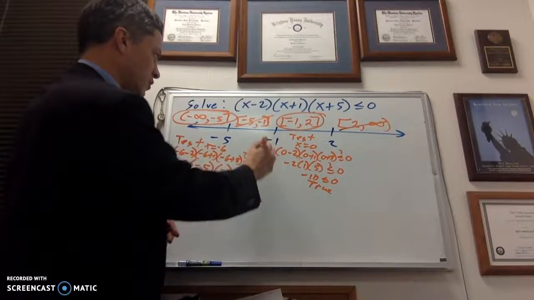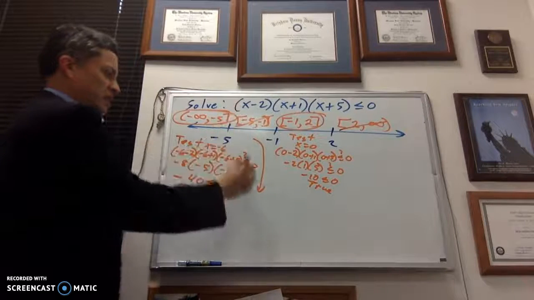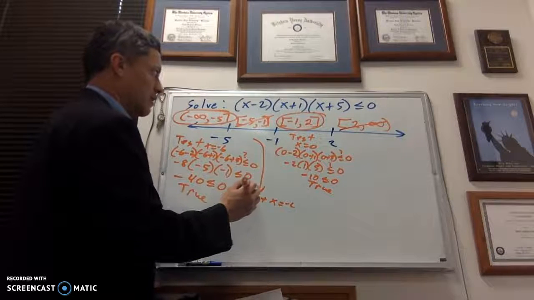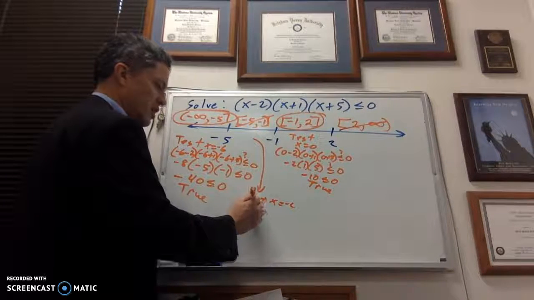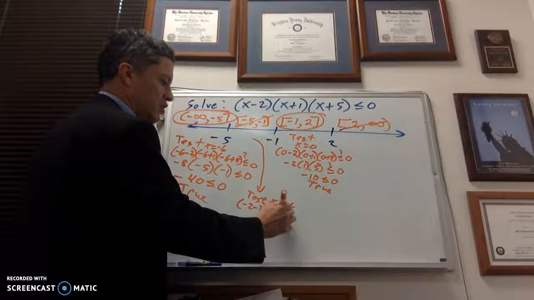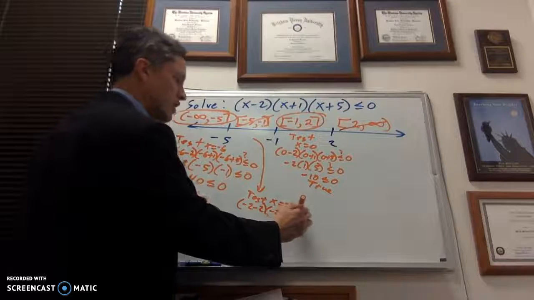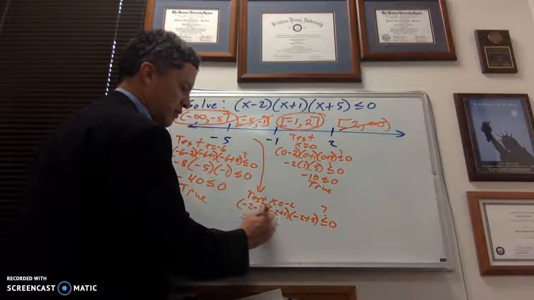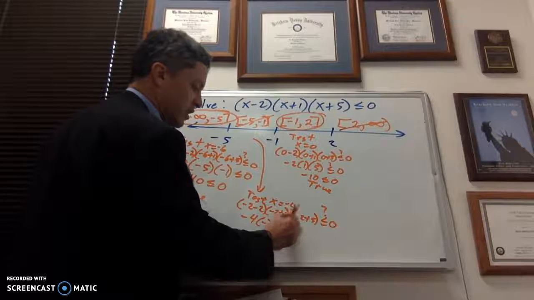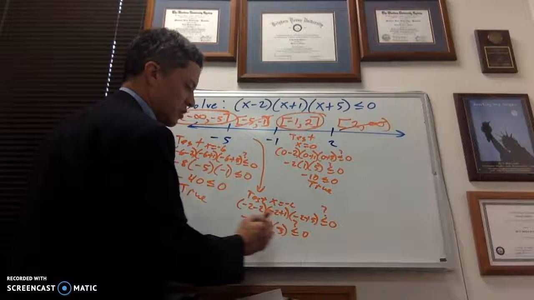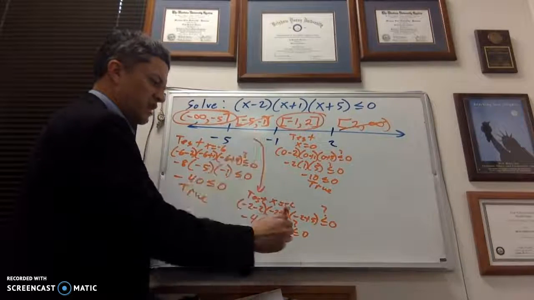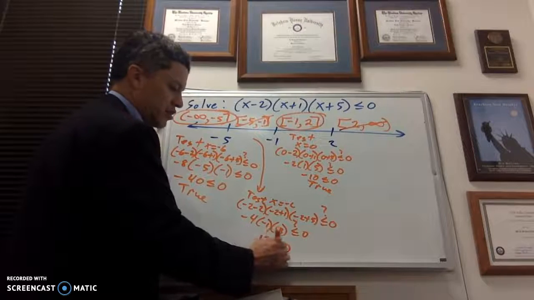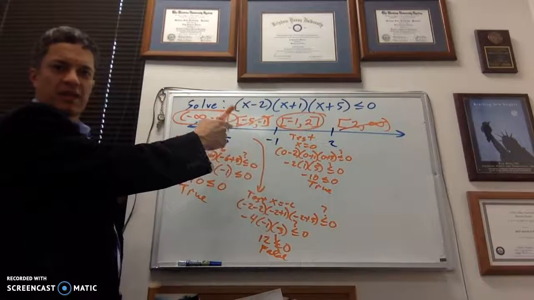Let's test this interval. I'm kind of running out of real estate here, but let's test x equals negative 2. Negative 2 minus 2 times negative 2 plus 1 times negative 2 plus 5. Is all that less than or equal to 0? Well, that's negative 4 times negative 1 times positive 3. Negative times a negative times a positive is a positive, so that's positive 12, trying to be less than or equal to 0. No, it's not. So it's false. See? That's why that one's out.